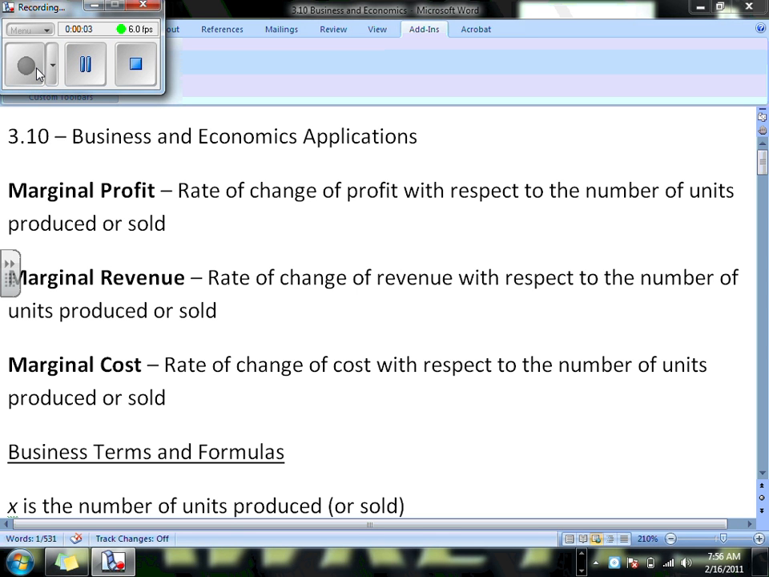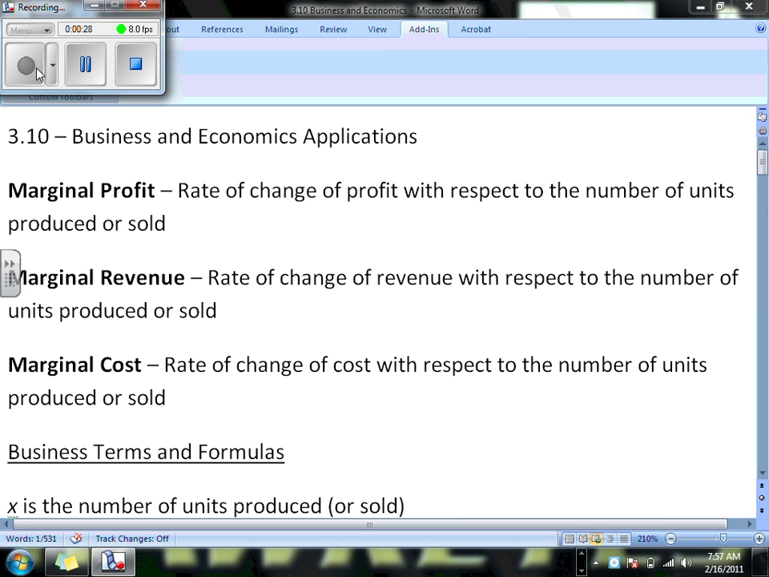Alright, section 3.10 is about business and economic applications. Before we start, we have to define a few things, so we're going to figure out how to use calculus in the business world and how they use that today. So the marginal profit, we better define that: the rate of change of profit with respect to the number of units produced or sold. So how much profit we'll make by producing one extra unit for each additional extra unit.